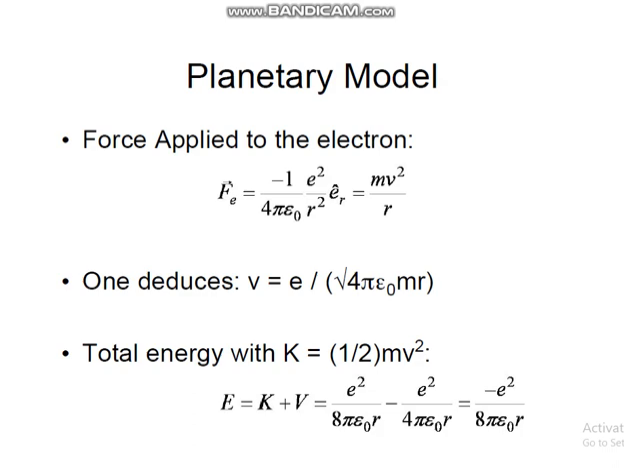K is the kinetic energy and V is the potential energy, and the total is equal to minus e squared by 8 pi epsilon naught r, which comes from e squared by 8 pi epsilon naught r minus e squared by 4 pi epsilon naught r.